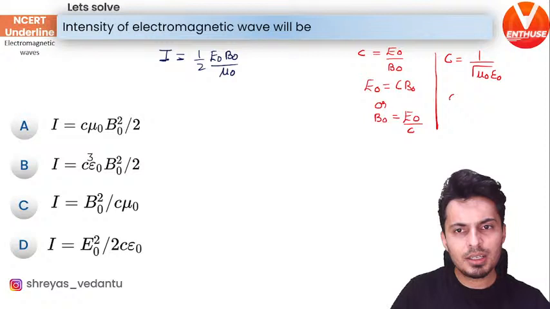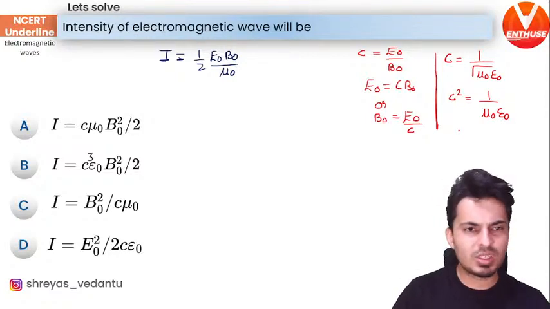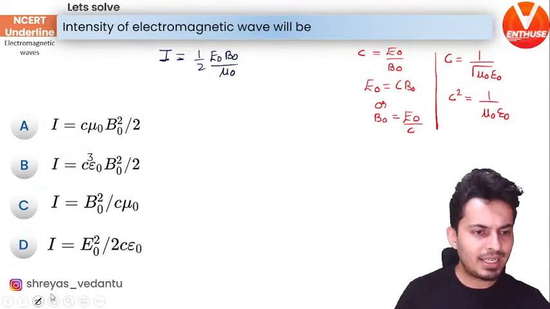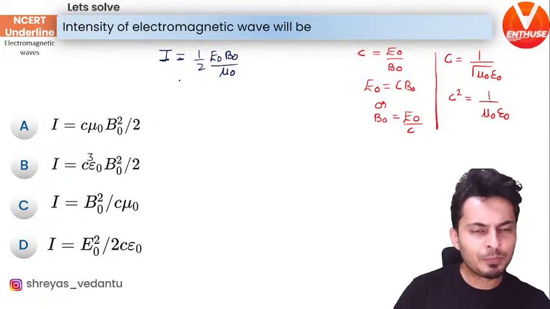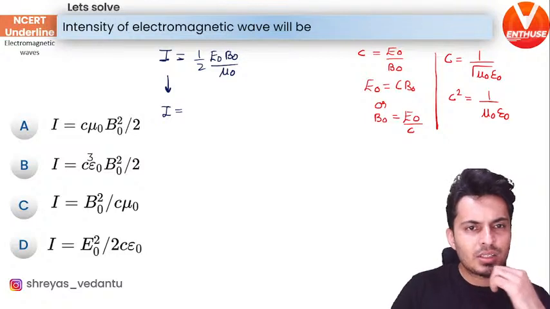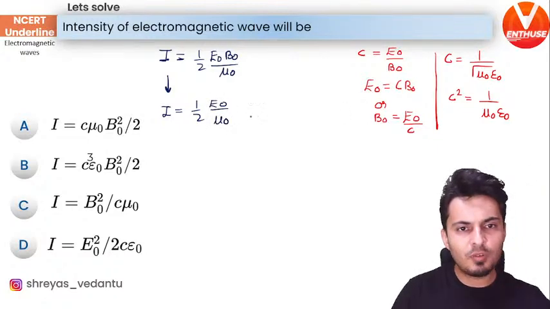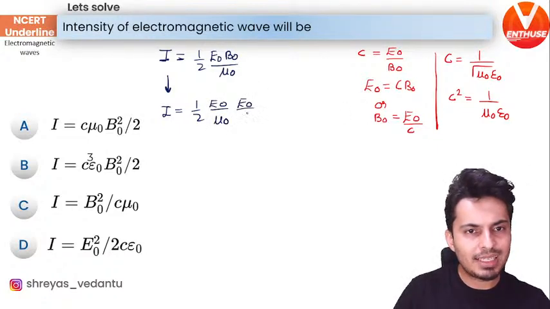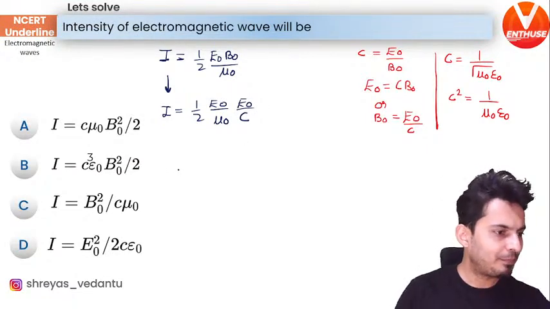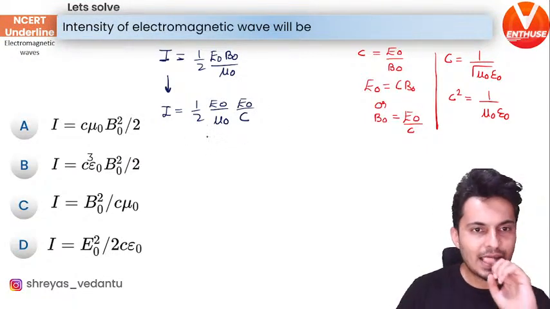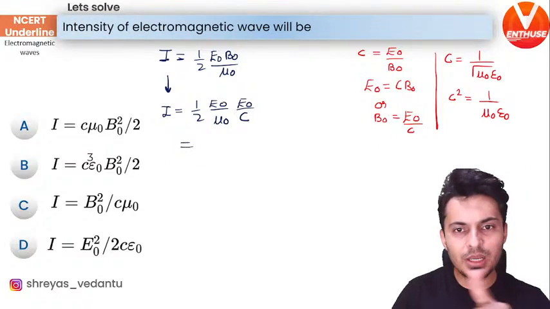And over here, if you square both sides, you will get 1 by C square is mu naught epsilon naught. And you can also write other forms. Now let's see if I can get into some form over here. So if I just play around with this intensity, just try to replace B naught and see what we get. I'll get E naught by mu naught. Instead of B naught, just put E naught by C. Okay, so now I've just got it from here. B naught is E naught by C.